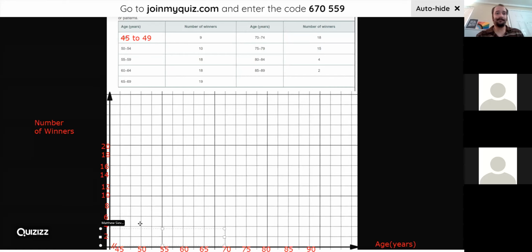Okay. So we want to do a histogram. In the previous ones, I had bars that didn't touch. And this one, guess what I want to do? I definitely want them to touch. I was about to say, I just didn't click the mic in time. So 45 to 50, I want to go to 9, which is between 8 and 10.